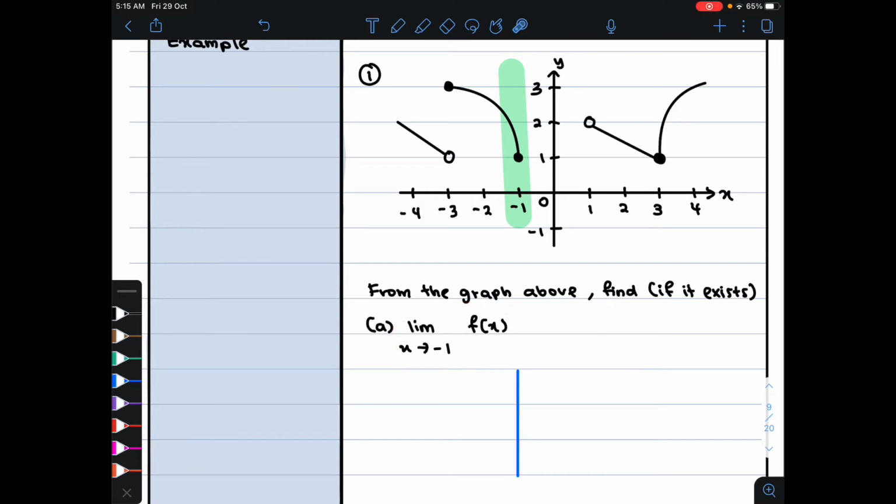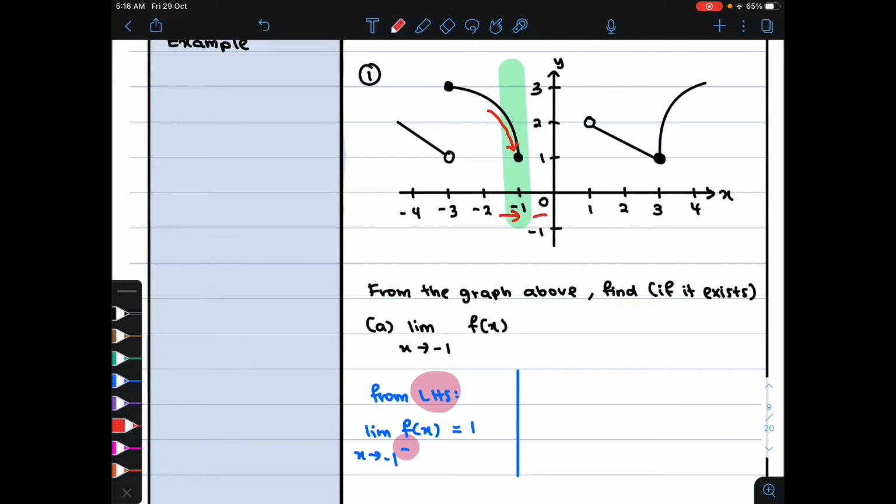So you need to consider the left hand side and the right hand side. Let's start from the left hand side. So the limit of f(x) as x approaching -1⁻. This is minus because this is from the left hand side. On the left hand side of x equal to -1, we have this graph here. And you can see that as x approaches -1 from the left hand side, this graph approaches y equal to 1. So this is equal to 1.